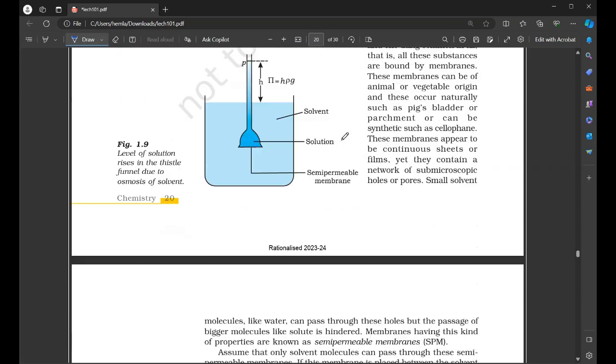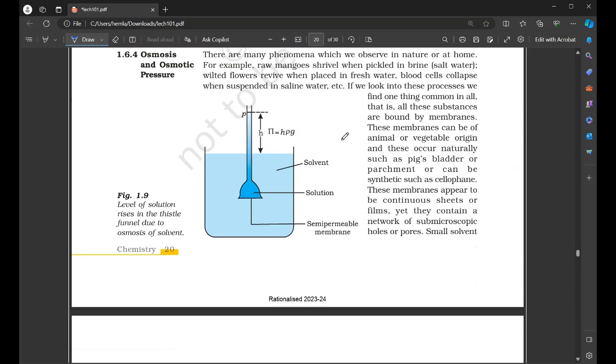Now, the last colligative property, which is osmosis and osmotic pressure. Now, this is a very interesting one. We have been studying it for a pretty good amount of time, I guess. We all know osmotic pressure. Oh my god, osmosis होता है.